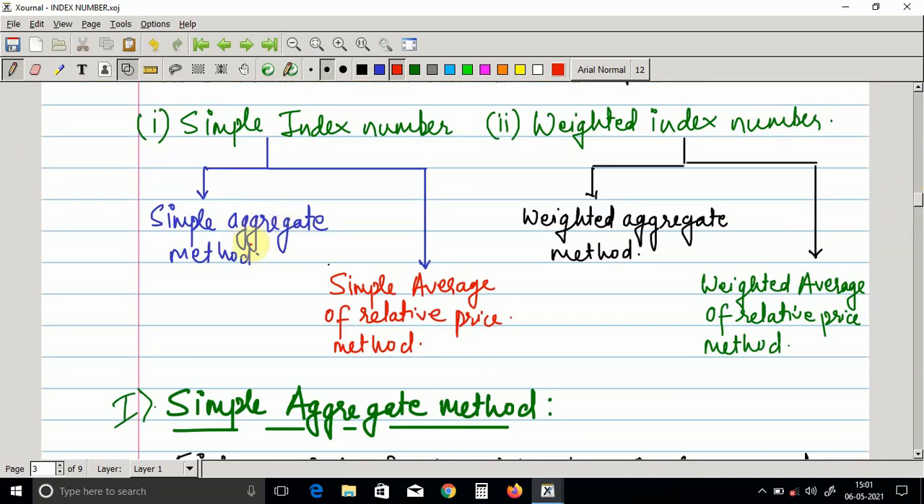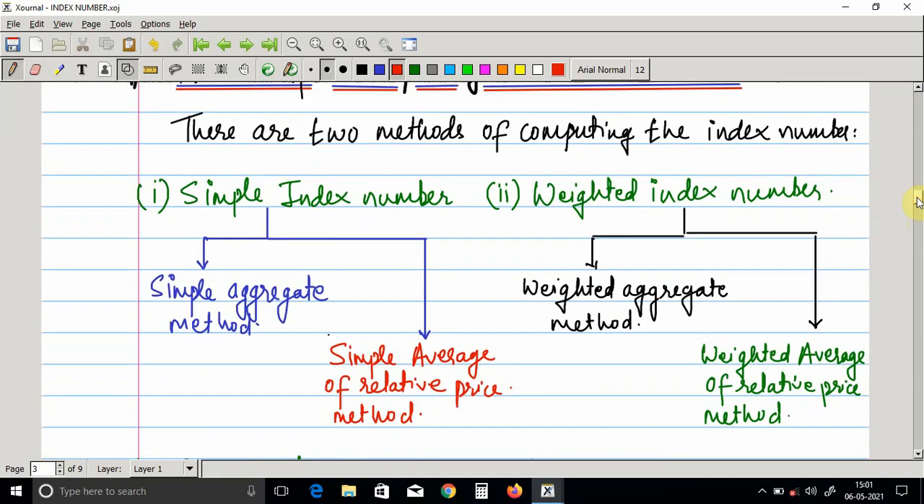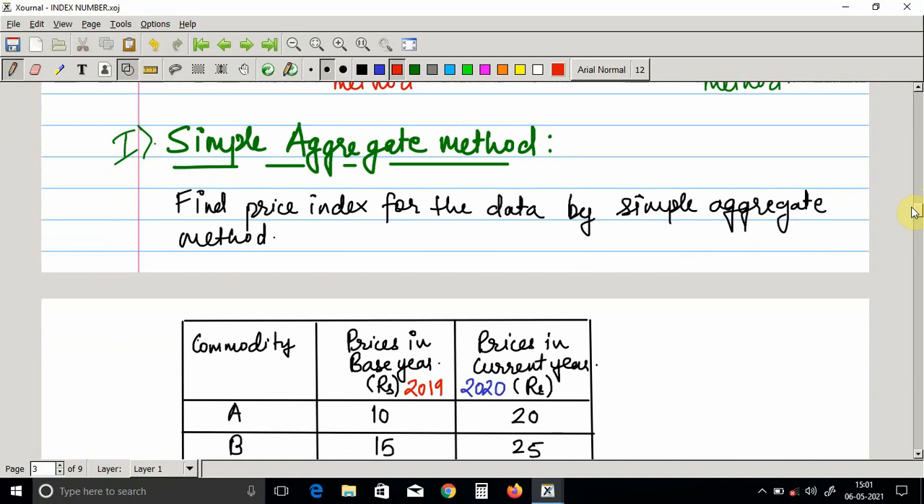Simple aggregate method means that you have to aggregate all the data, add them, and then compare it. Aggregate means summation. Now you decide whose index number you want to calculate: price index number, quantity, or value. The explanation down this will be for the price index. We will take examples, so let's see how to construct an index number by the simple aggregate method.